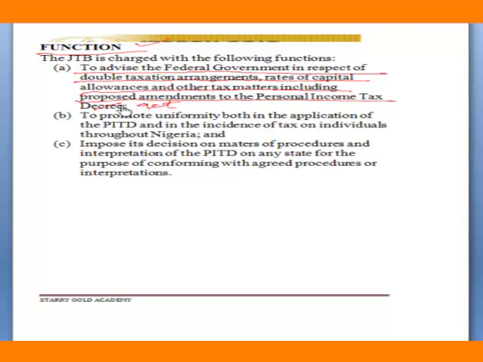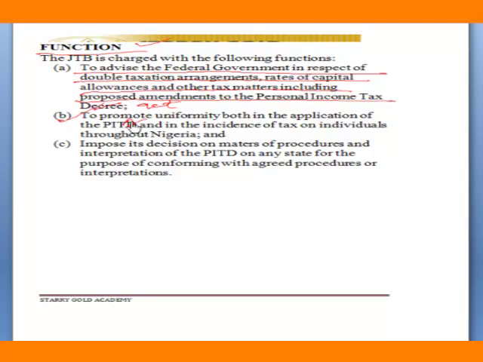So it is the Joint Tax Board that advises government on double taxation arrangement where we go into double taxation agreement with any country. It is the Joint Tax Board that is always in the forefront to see that everything is done in the prescribed manner that will not be a disadvantage to us.